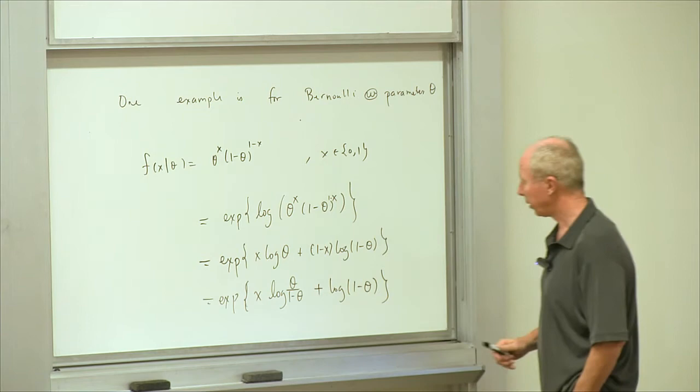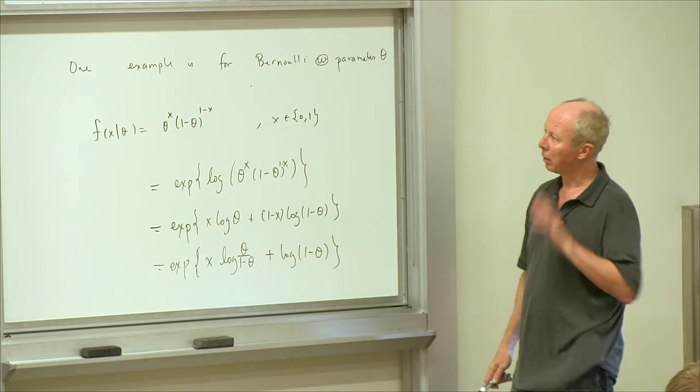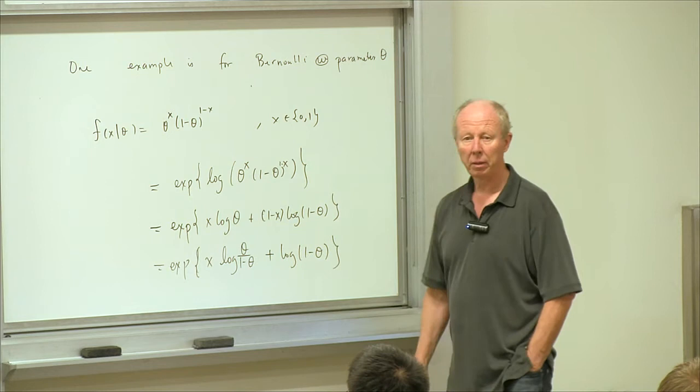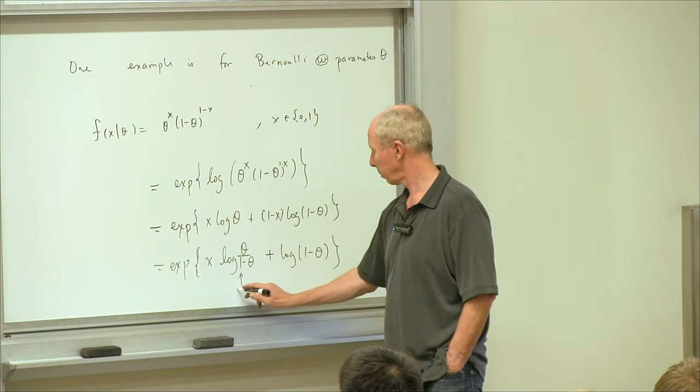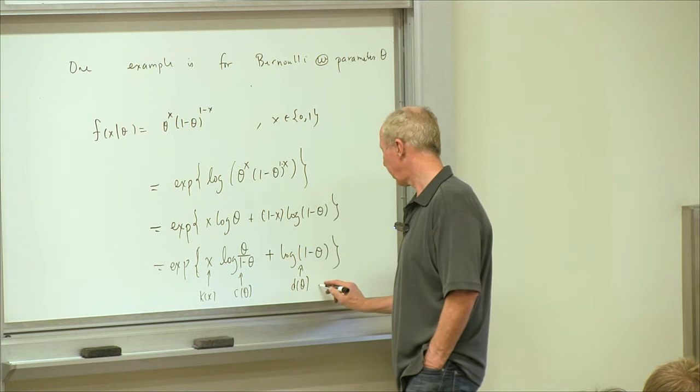So finally, it could be written in this form. Is this a member of this exponential family? Well, if it is, what would C of theta have to be? K of x would be x, C of theta would be log theta over 1 minus theta, and D of theta would be this, and S of x would be 0.